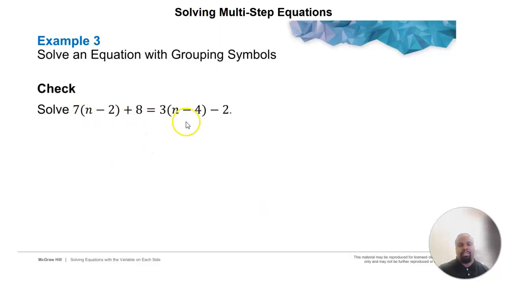And we got a similar example here. What you want to do is 7 times n. That's going to give you 7n. 7 times -2, that's -14. And then that's going to be 7n minus 14 plus 8 equals 3n minus 12 minus 2. All right. And then you want to combine your like terms. And then you want to go ahead and do your process of adding or subtracting or multiplying and dividing. And you're going to get -2 as your answer.